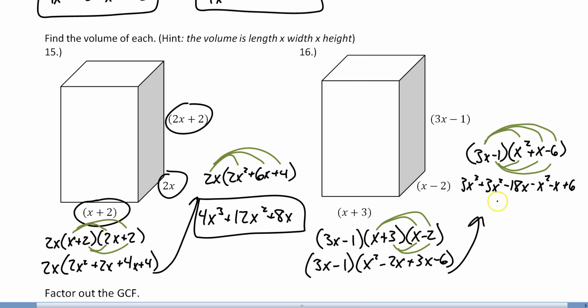Okay? And now it's just combining like terms. I've got the 3x cubed. It's going to be a plus 2x squared, a minus 19x, and a plus 6 as I combine the like terms. Okay? But again, we're applying the same things that we just did, but we're doing it in 2 steps this time, is really all this question is asking us for. Okay?